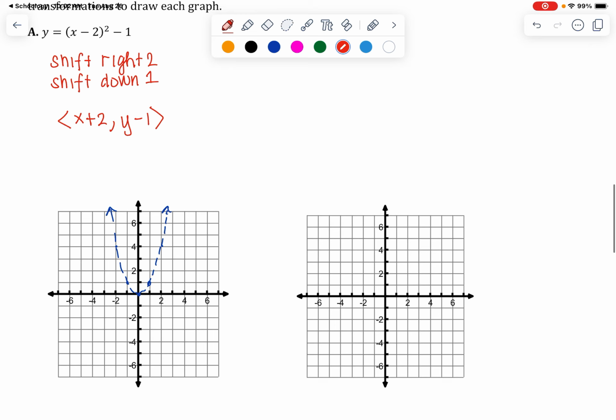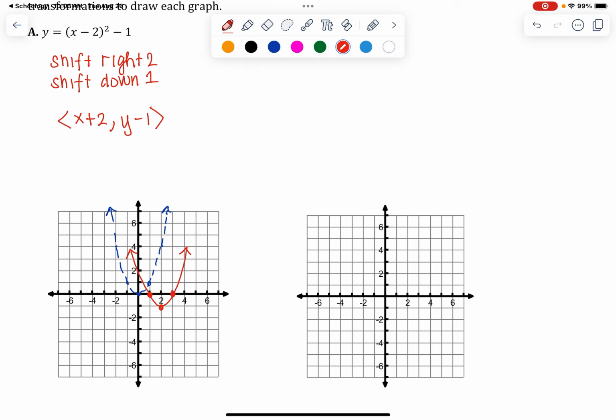All right, so all of my points I'm moving right 2, down 1. And if there's no stretching or compressing or reflecting, then I just do what it says to all of my points. So if I move (0, 0) right 2, down 1, it's right here, and then I have these points right here, and then I can make my upward facing parabola.